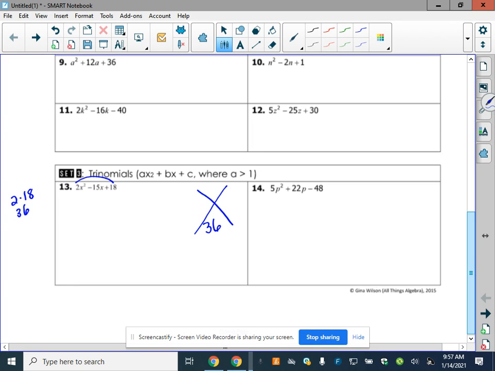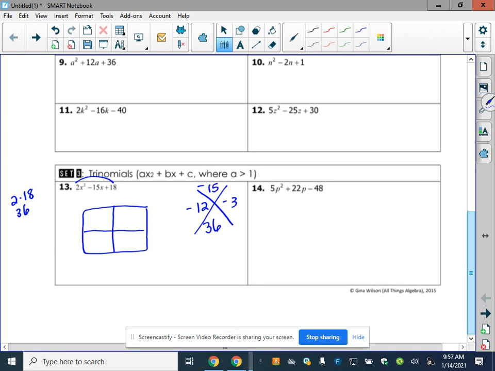I'm still going to use this x. I'll put that on the bottom, and my b term, which is in the middle, on the top. I'm still doing the same process. I'm looking for what multiplies to 36, adds to negative 15, which would be negative 12 and negative 3. Now I do something a little different. I can't go to the final answer.